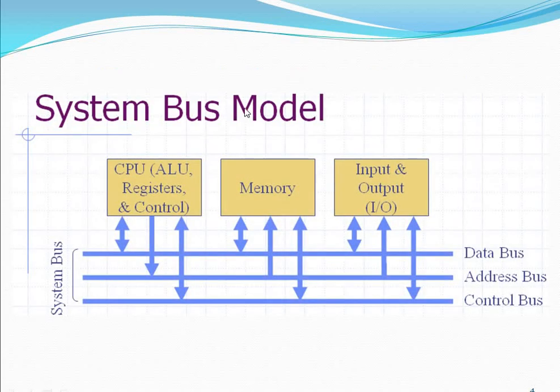This is the system bus model where there are three blocks. The first one is CPU, where the arithmetic logic unit, registers and control unit are there. The second block is memory, and the third block is the input and output unit. Data bus, address bus and control bus. These three buses are connected to these three blocks.